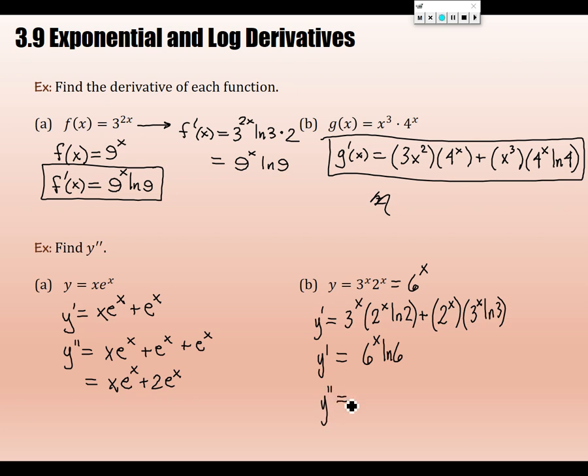That makes y double prime quite a bit easier to find now. Because this is just like a constant times 6 to the x. So what do you get? You get 6 to the x ln 6 times ln 6. Right? ln 6 squared, if you will, right? Yeah. And then you can do proof by induction. Do the nth derivative. Right?